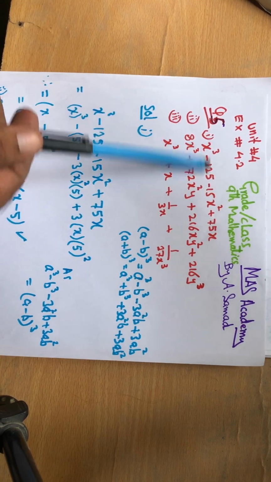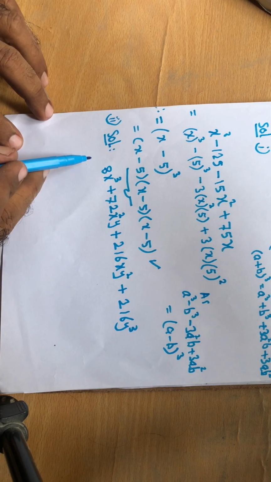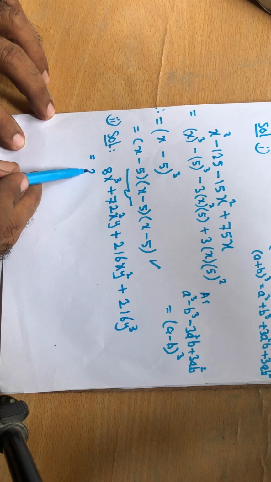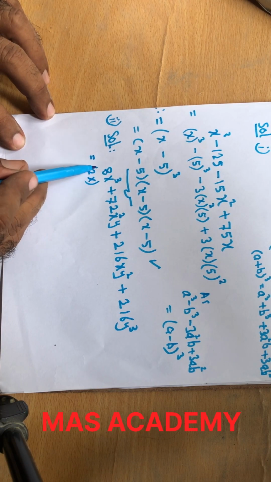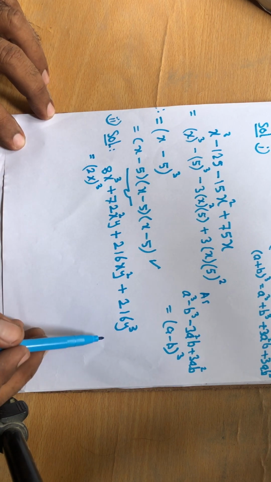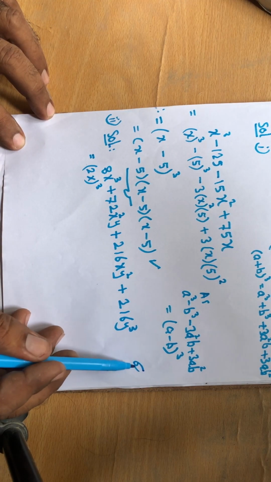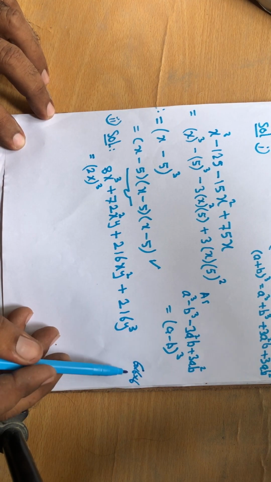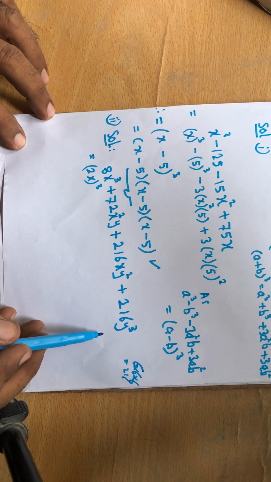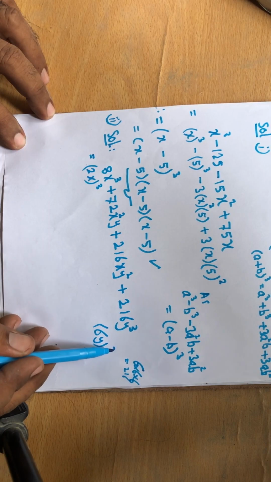Now part number 2 is started, that is 8x cube plus 72x square y plus 216y cube. Here the first term is 8x cube. We know 8 is the cube of 2, so we write (2x) over all power 3. The last term is 216y cube. We know 216 is the cube of 6, because 6 multiplied by 6 multiplied by 6 comes to 216. So in place of b we can write (6y) power 3.